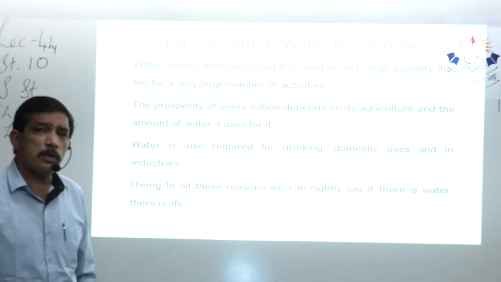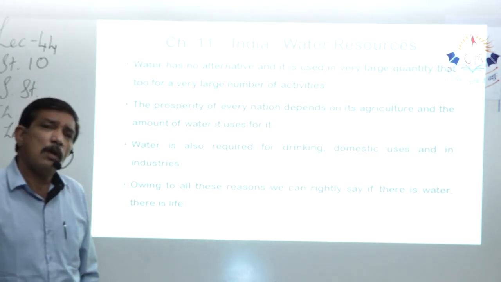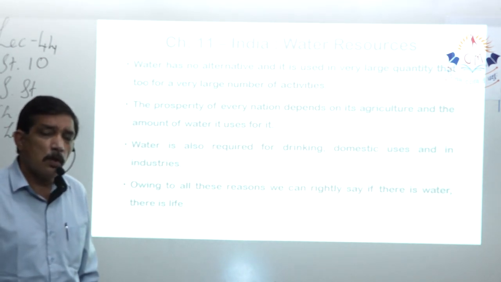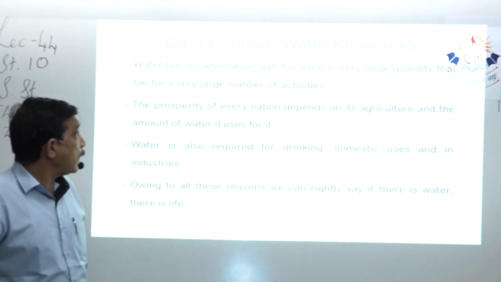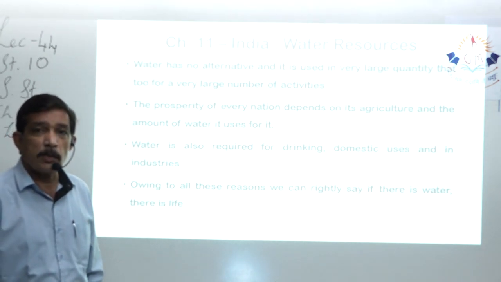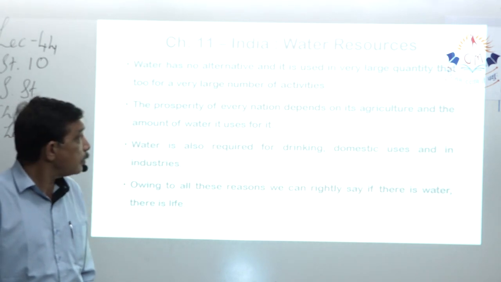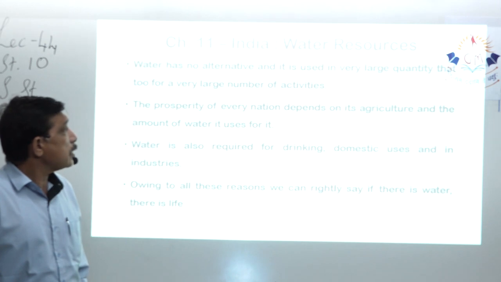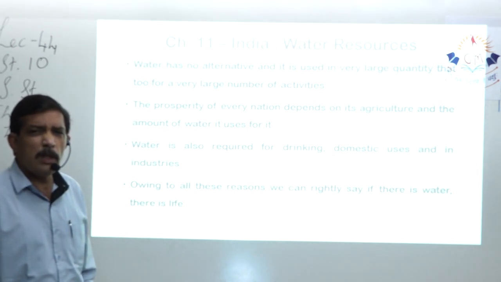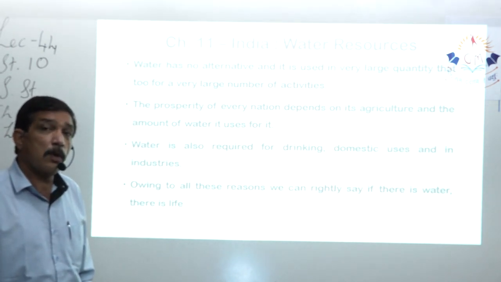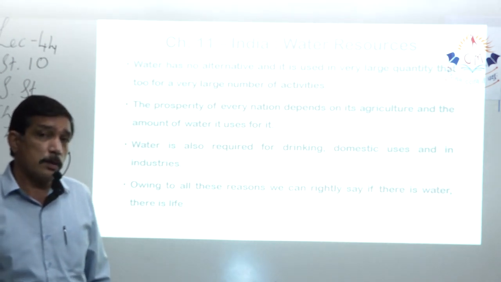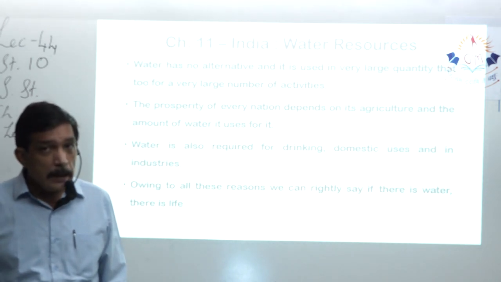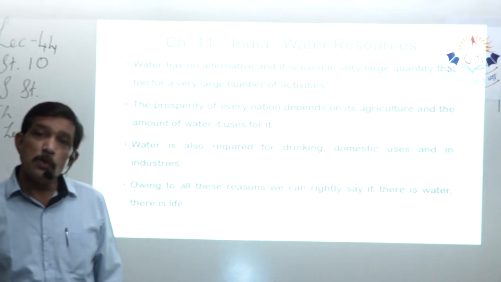You cannot keep on drinking soft drinks for your complete life, because they also have water. Water is required, and it does not have any substitute or option, and it is used in very large quantity, that too for a very large number of activities. We need lots and lots of water for carrying out various activities of our life. We directly or indirectly use water.